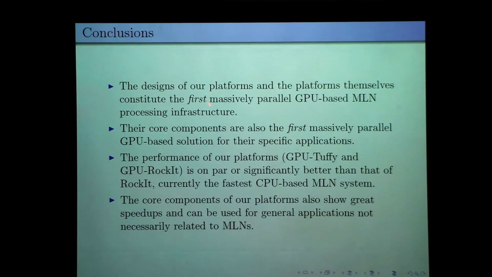So in conclusion, these designs and the platforms themselves are the first massively parallel GPU-based MLN processing infrastructure. The core components are also a first massively parallel GPU-based solution for their specific applications. That is, GPU Datalog is the first platform to process Datalog on GPUs. The performance of our platforms was on par or better than that of Rocket, currently the fastest CPU-based system.